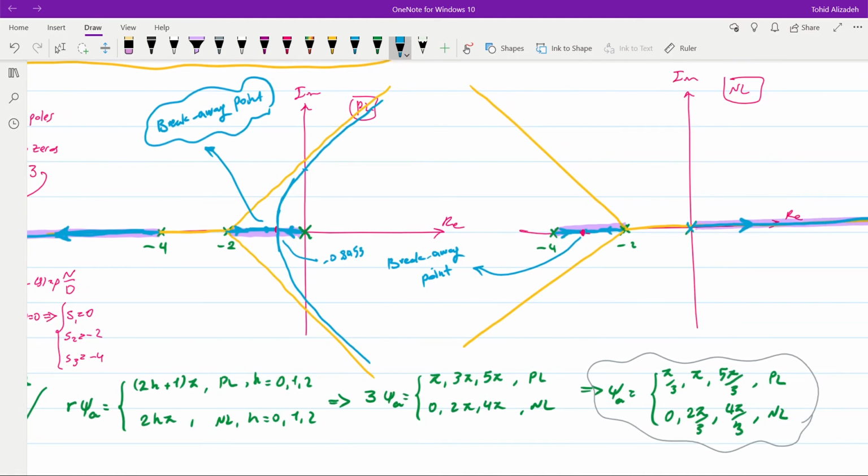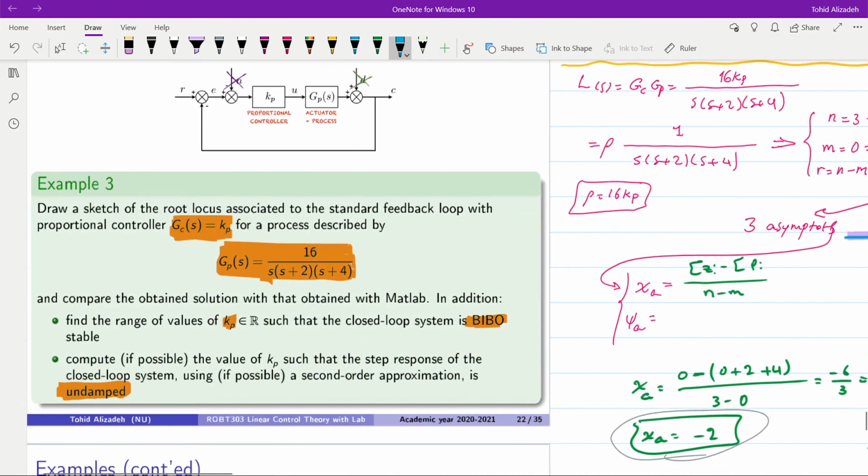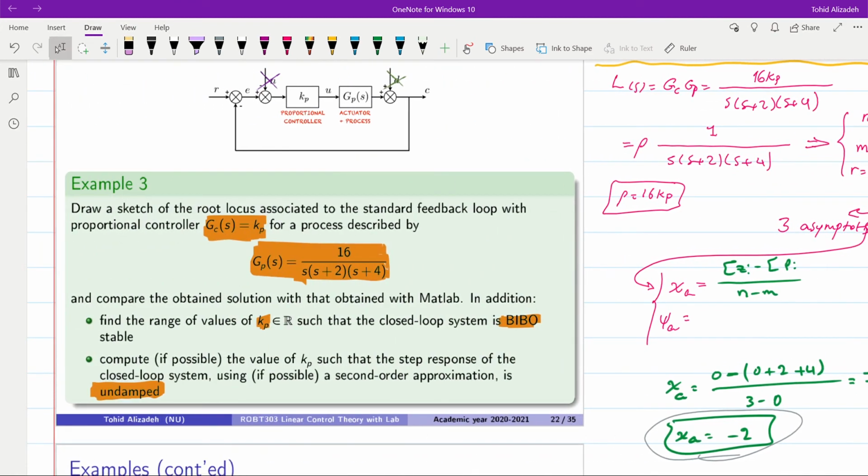For the negative locus, the branches will meet at the breakaway point, which is at minus 3.1547. They will depart the real axis with the angle of pi over 2 and 3 pi over 2, and then they will move towards infinity using these two asymptotes. Well, we are kind of done in terms of drawing the root locus. Let's have a look at the explanation that we have for the example.